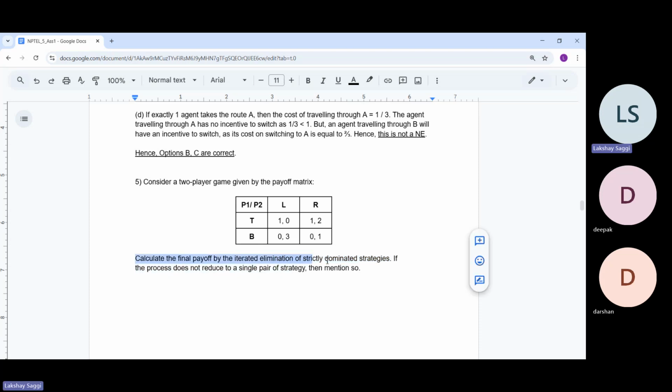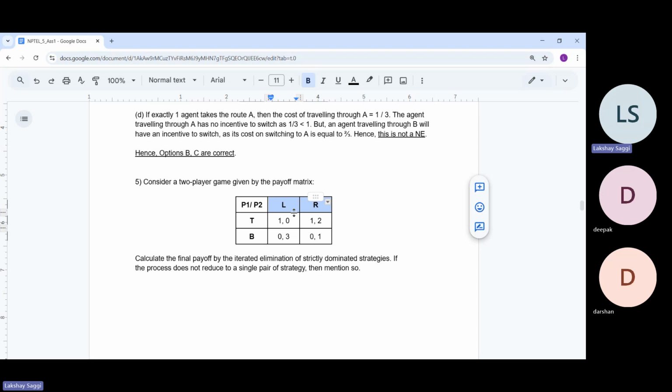So the problem is asking us to calculate the final payoff by the iterated elimination of strictly dominated strategies. Just identify if there are strictly dominated strategies and iteratively eliminate them. If at any point you are not able to find some strictly dominated strategies to remove, then just mention that the process does not reduce to a single pair of strategies. I think there is a similar question like this in the weekly quiz also, so maybe we'll just discuss this.